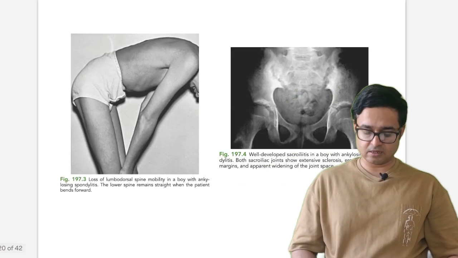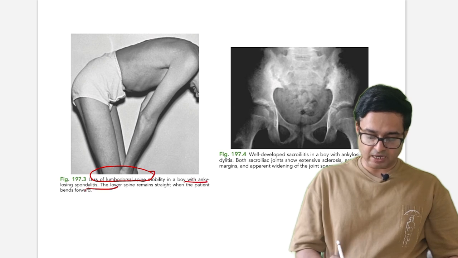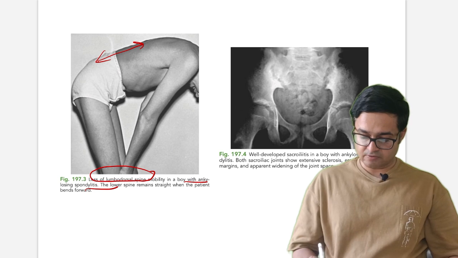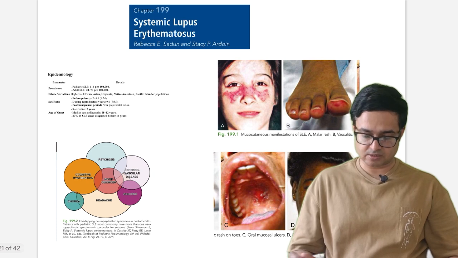I'm not discussing it. Okay, you are able to see loss of lumbodorsal spine mobility in a boy with ankylosing spondylitis. No mobility is seen here, and this is well-developed sacroiliitis in a boy with ankylosing spondylitis. Just go through these images.